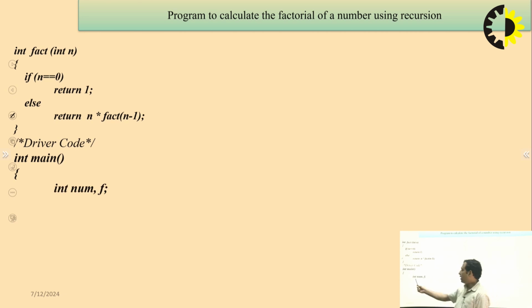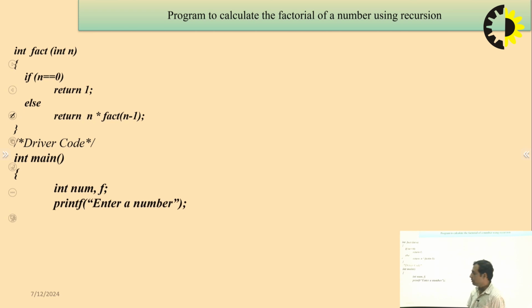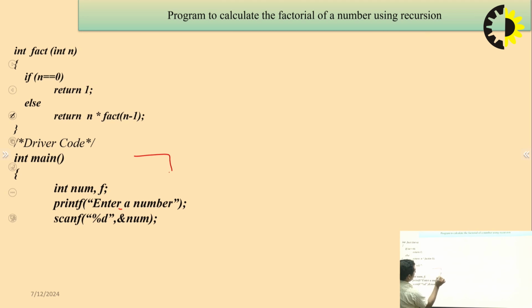Now, int num and f parameter. Now, receive the value from the user, enter a number. This is the prompting message, and receiving using the scanf with the help of ampersand num. We keep this value into the num. Just here two variables created, num and this f here.